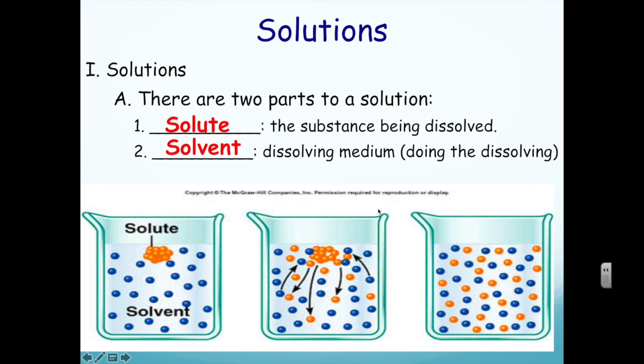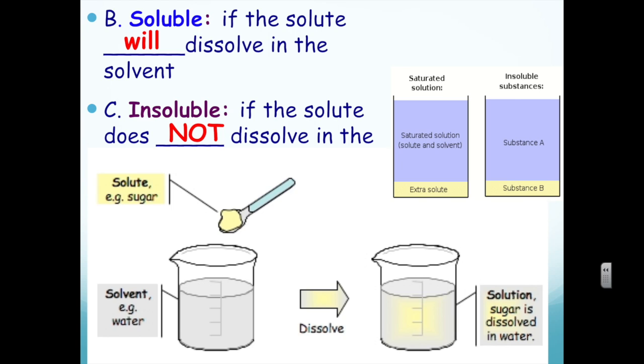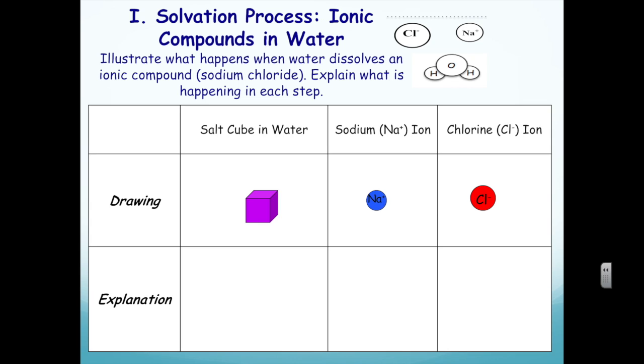Now, this picture is misleading because it shows you that in the final phase they're all equal in amounts, and that's not true. You would actually get way more solvent than solute in proportion. There's actually a limit to how much solute you can get, but that's called saturation, and we'll get to that later. So soluble is if the solute will dissolve in the solvent, and insoluble is if the solute does not dissolve.